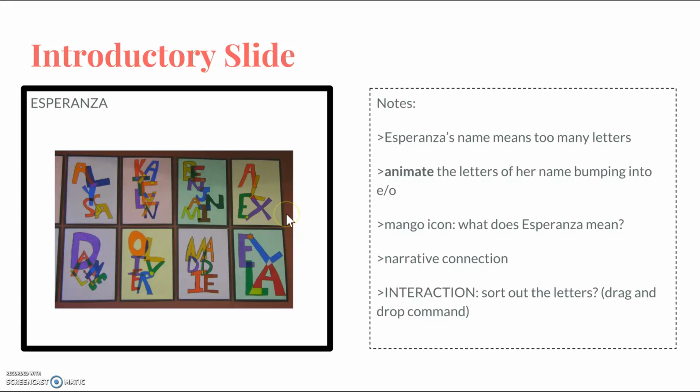But another major component of this project and story is I want to animate her name, Esperanza. She says that in English, her name just means too many letters. And I'd like to have an interaction where the user pulls the letters apart, sort of a drag and drop command in Articulate Storyline. Feel free to email me if you want more info on that.